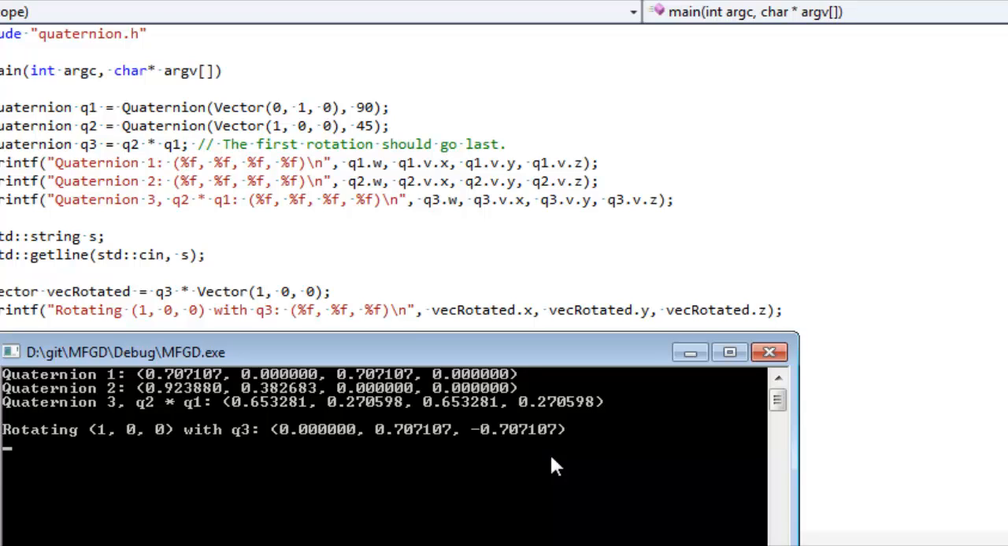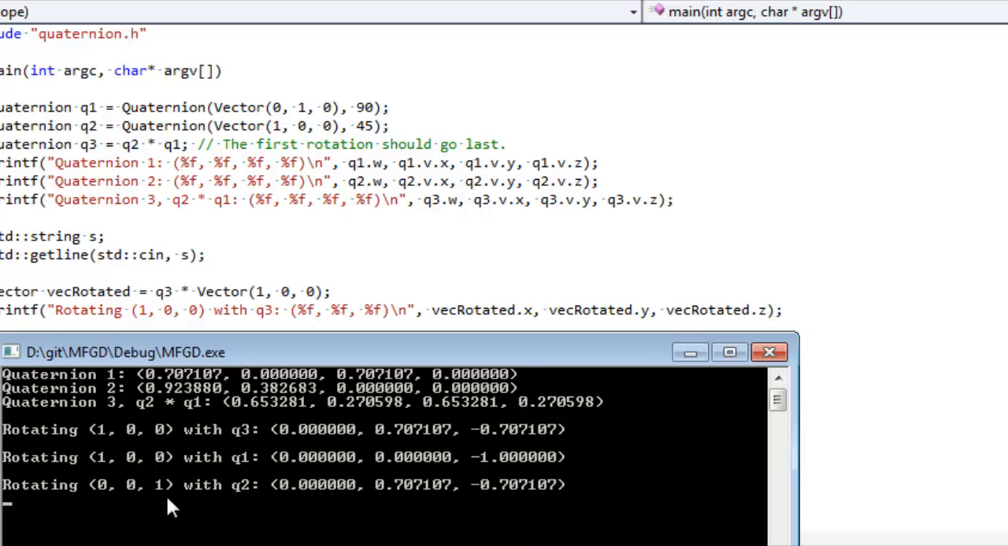That's great. Now let's slow it down and break this rotation up into two parts. Let's rotate 1, 0, 0 with Q1 first and see what happens. And you can see that we got rotated 90 degrees. We used to have 1, 0, 0, and now we have 0, 0, negative 1. Again, negative 1 is left. So this is our head looking left.